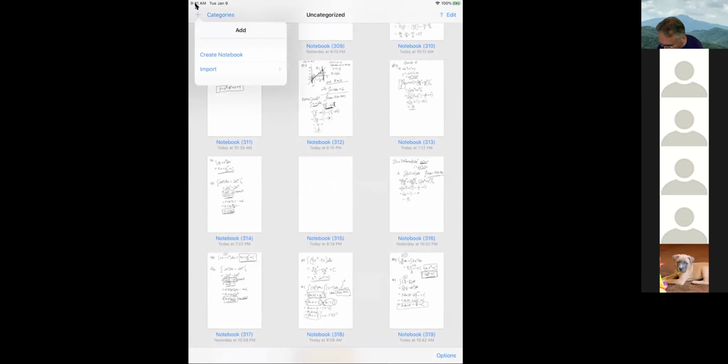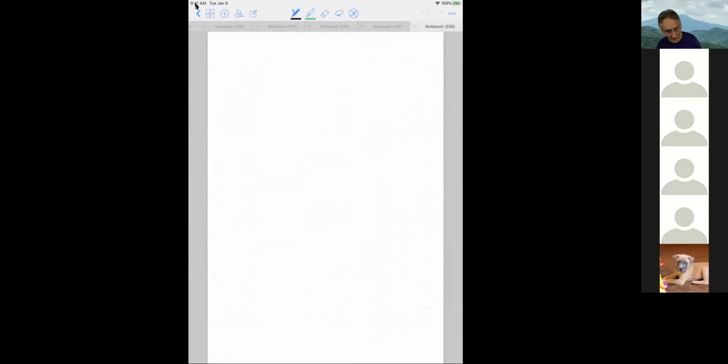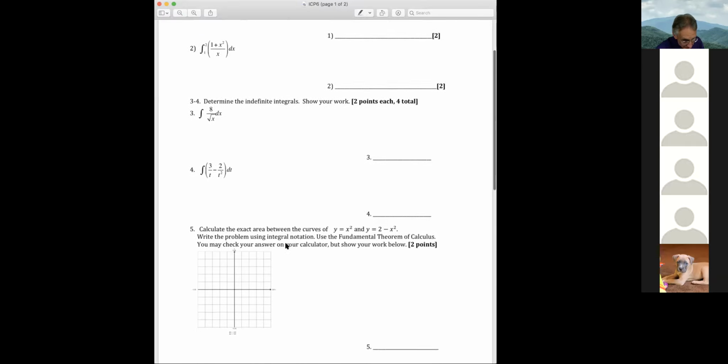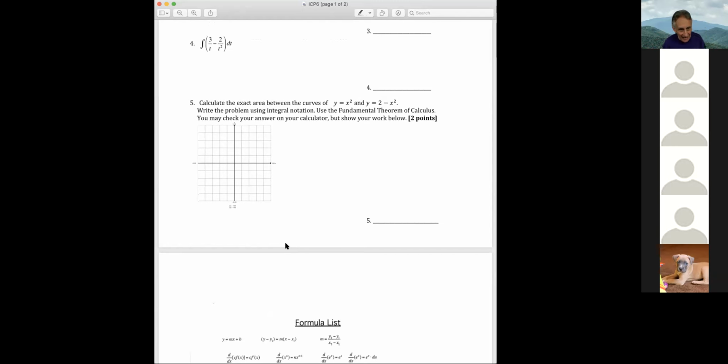Okay, so let's go to number 5 now. This is kind of interesting, I think. It's kind of a cool part of the problem. Let me go back and look at the problem myself here. So if I go to number 5 here, notice what it's saying. Calculate the exact area between the curves of y equals x squared and y equals 2 minus x squared.